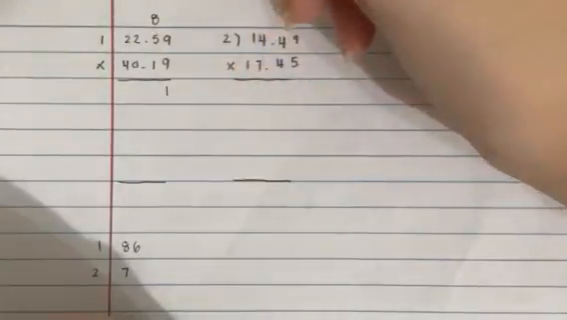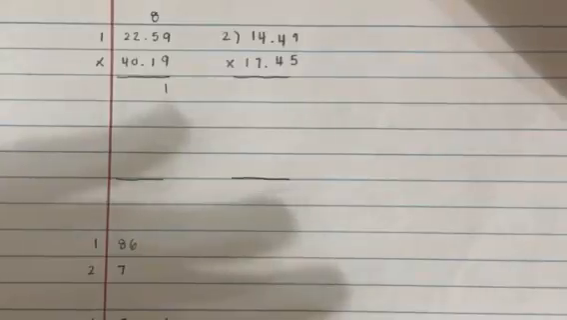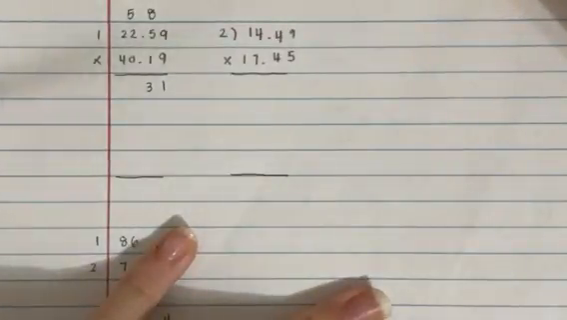So for this one, you do 9 times 9, which is 81. 9 times 5, which is 45, plus 8, which is 53. 9 times 2, which is 18, and then 18 plus 5, which would be 23. And 9 times 2, which is 18 plus 2, which is 20.